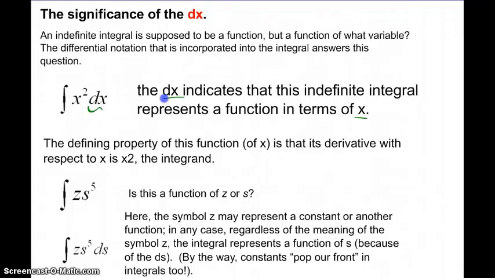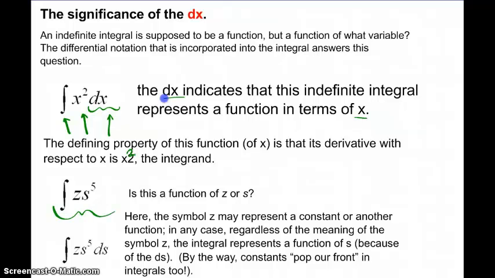That's what this means, "with respect to." This says find the antiderivative of x squared with respect to x. The defining property of this function of x is that its derivative with respect to x is x squared, which is the integrand. And these last two examples will illustrate the importance of the "with respect to."